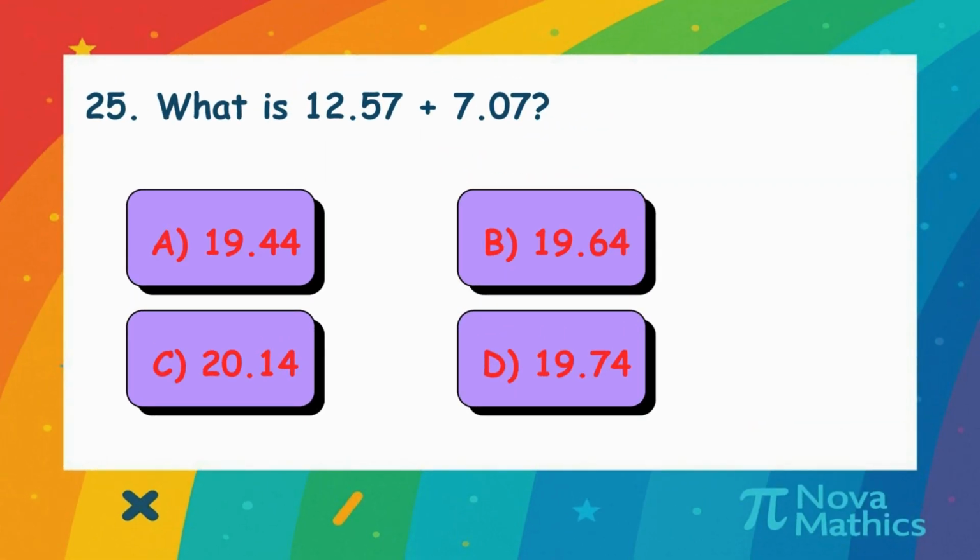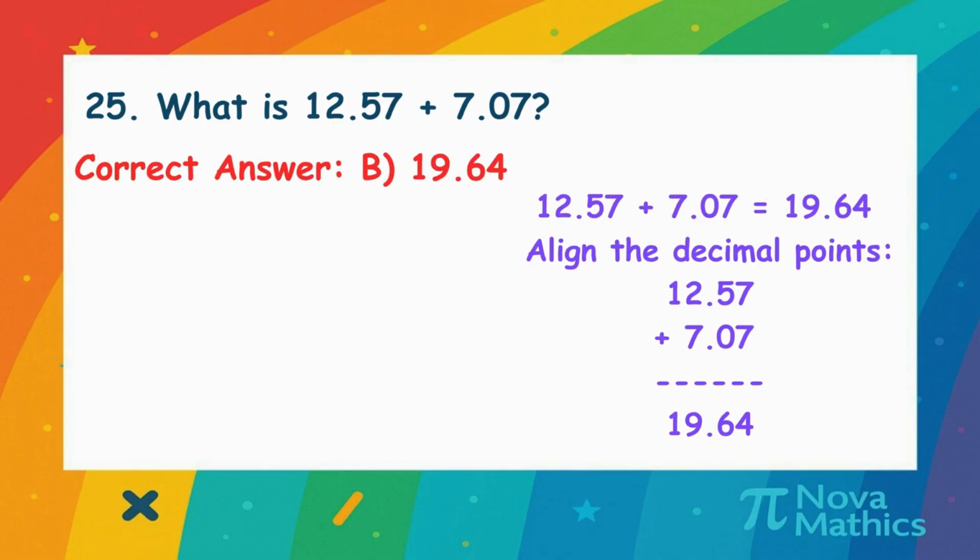25. What is 12.57 plus 7.07? Correct answer is 19.64. Start adding from the right and remember the decimal.